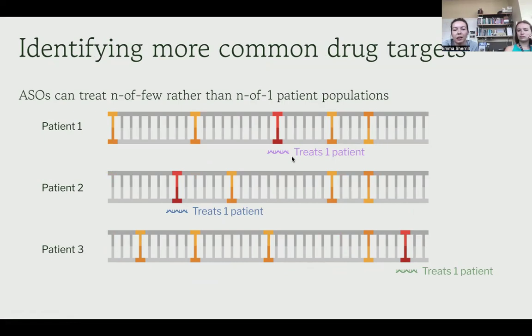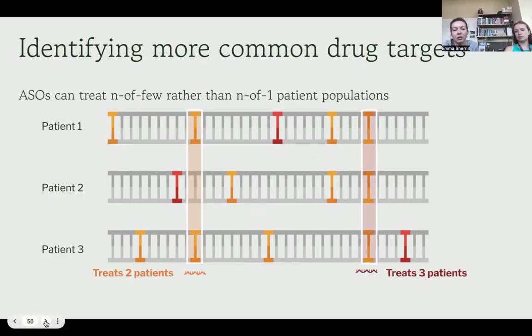So if we were to design an ASO specific to each patient's disease-causing mutation, we would need 3 ASOs to treat 3 different patients. Whereas if we were to target the linked more common polymorphisms, which can be present in up to 50% of the population, we can now find ASOs that could be used to treat 2 or 3 out of 3 patients if we find phased SNPs that they all share.